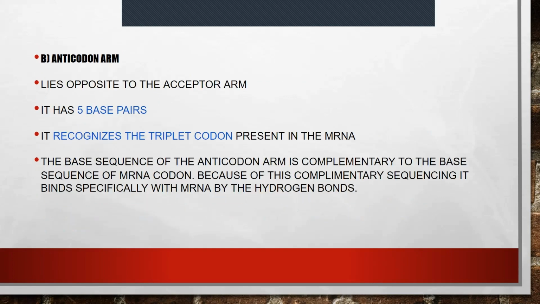When you see the anticodon arm, it lies right opposite to the acceptor arm. It has 5 base pairs. It recognizes the triplet codon in the mRNA. The base sequence of the anticodon arm is complementary to the base sequence of the mRNA codon. Because of this complementary sequence, it binds specifically with the mRNA by hydrogen bonding.